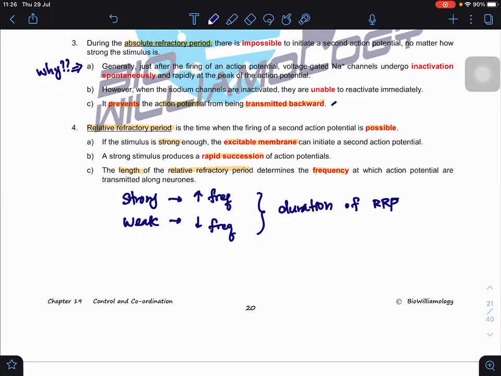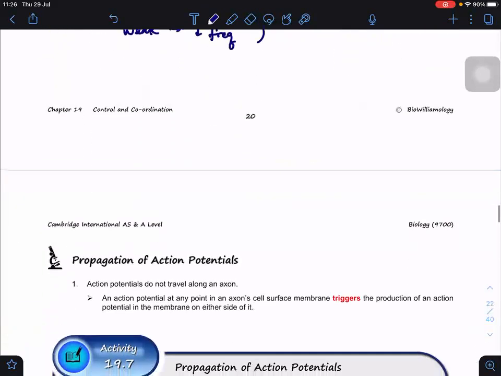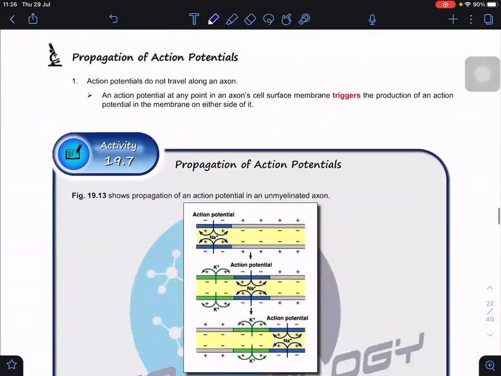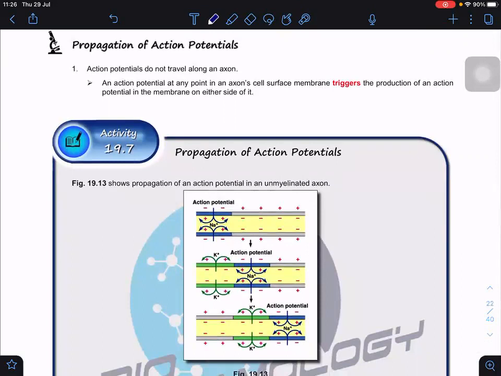Okay, today we have done this one already. Then we continue with the propagation of the action potential.